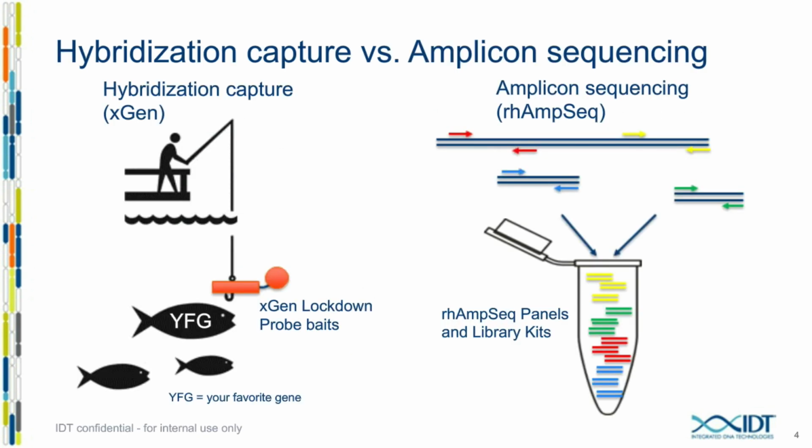Before I dive into further detail on rhAmpSeq and rhAMPCR, I want to spend a moment looking at the differences between hybrid capture and amplicon sequencing, and also the pros and cons of each technology. On the left-hand side of the screen, you can see an image of someone fishing, and that's a good analogy for hybrid capture. Essentially, we are pulling out our region of interest from a sample using a biotinylated DNA oligo, which is complementary to the target and often referred to as a bait. So we use the bait to fish out our favorite gene, as indicated in this little image here.